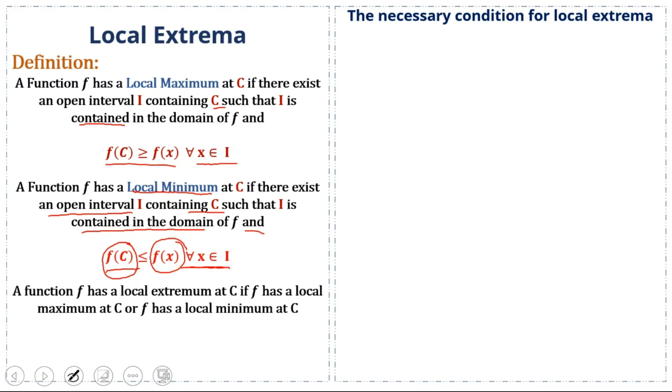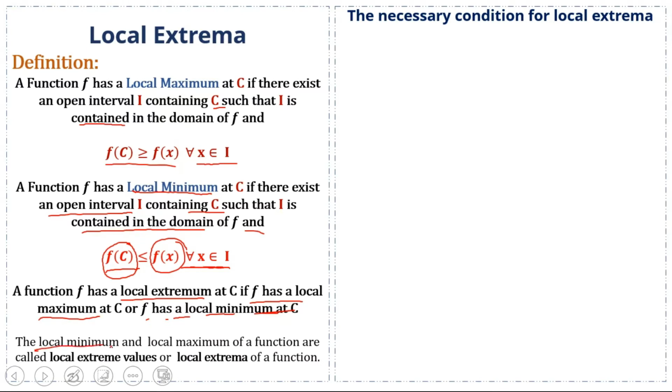So a function f has a local extremum at C if f has a local maximum at C, or f has a local minimum at C. The local minimum and the local maximum of a function are called local extreme values or the local extrema of a function. The necessary condition for a local extremum is Fermat's theorem.